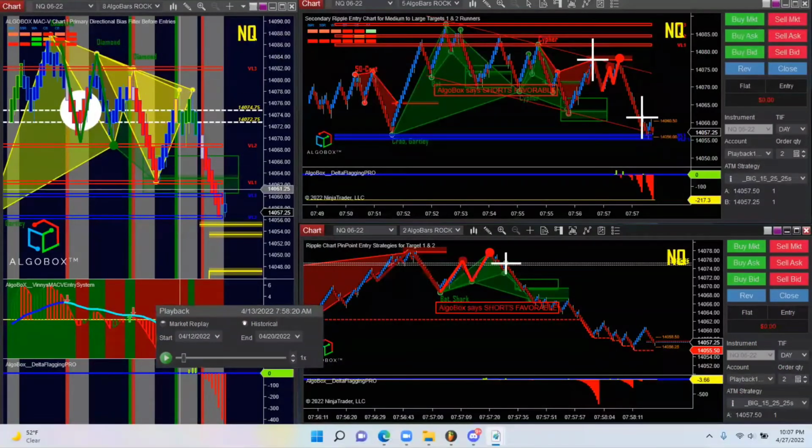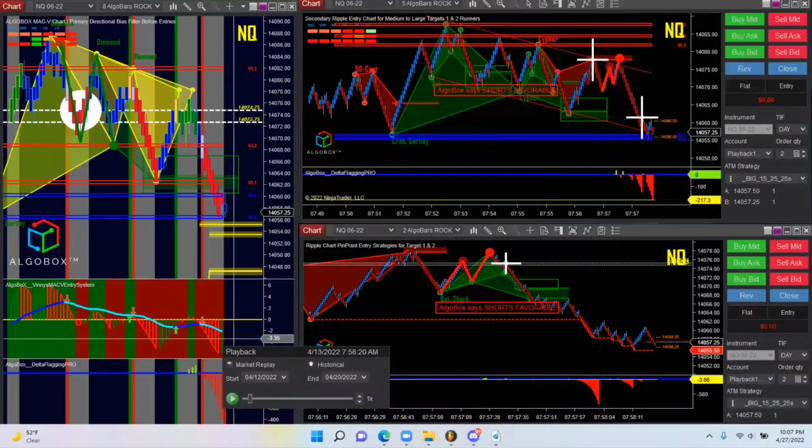The algo bars, the range bars, they are not time bars. These are special bars, so it allows us to see setups where we would normally not be able to see. So here, this is the MACD, so it gives you the indications whether we're in a sell or a buy opportunity as well. Right here, this indicator that says Algobox says shorts are favorable. So as we can see here, yes, they are favorable.